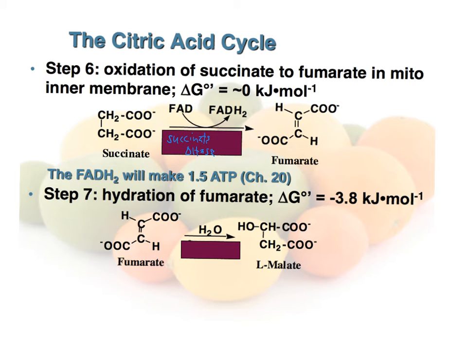Step 7 is an important step. Before I forget, and I don't know that your book tells you this, step 6 is the step that is located at the inner membrane of the mitochondria. It's also complex 2 in the electron transport chain. It's the common junction point between those two metabolic pathways, for lack of a better word.